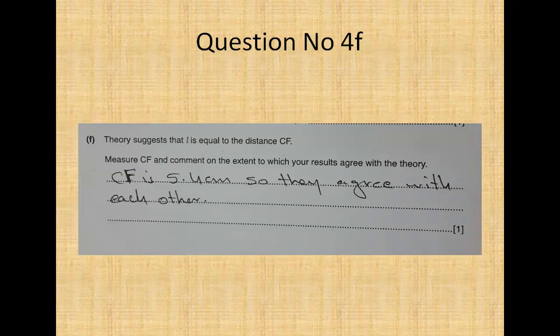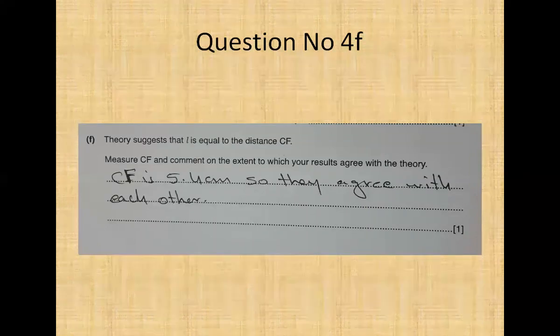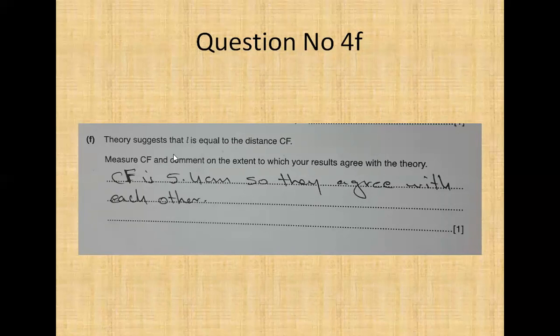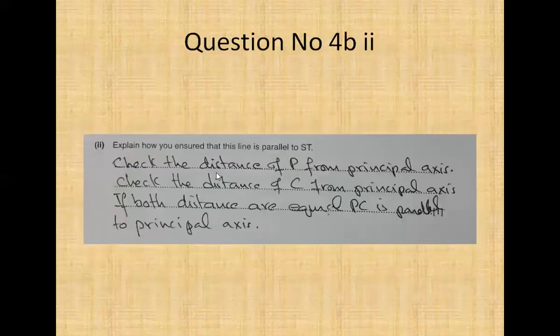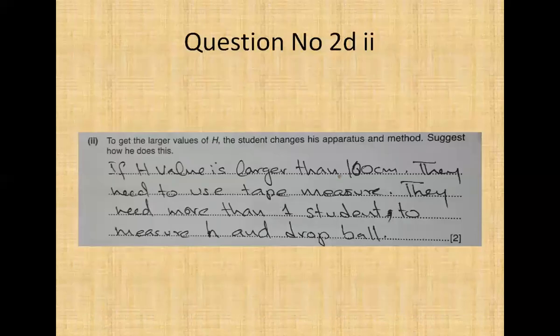CF, when I measured it, was 5.4 centimeters. So they agree with each other. The L value is also 5.4 centimeters and the CF value is also 5.4 centimeters. So they agree with each other. They are matching with each other. So we are done with this question. And let's go back to the first.